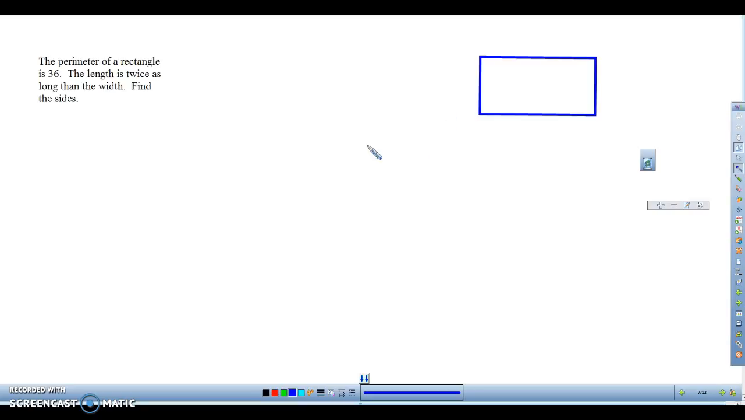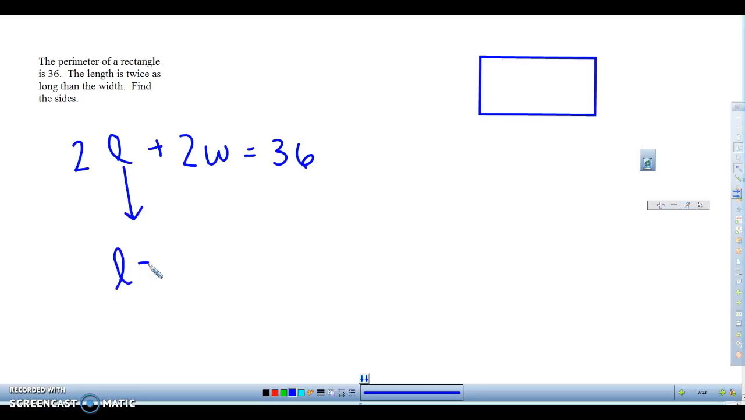Okay, and we know that the perimeter is 36, so if I add up all the sides, they should be 36. So two of the lengths plus 2 of the widths should give me 36. Okay? But we know that the length is twice the width. So this length is the same as 2 of the W's.